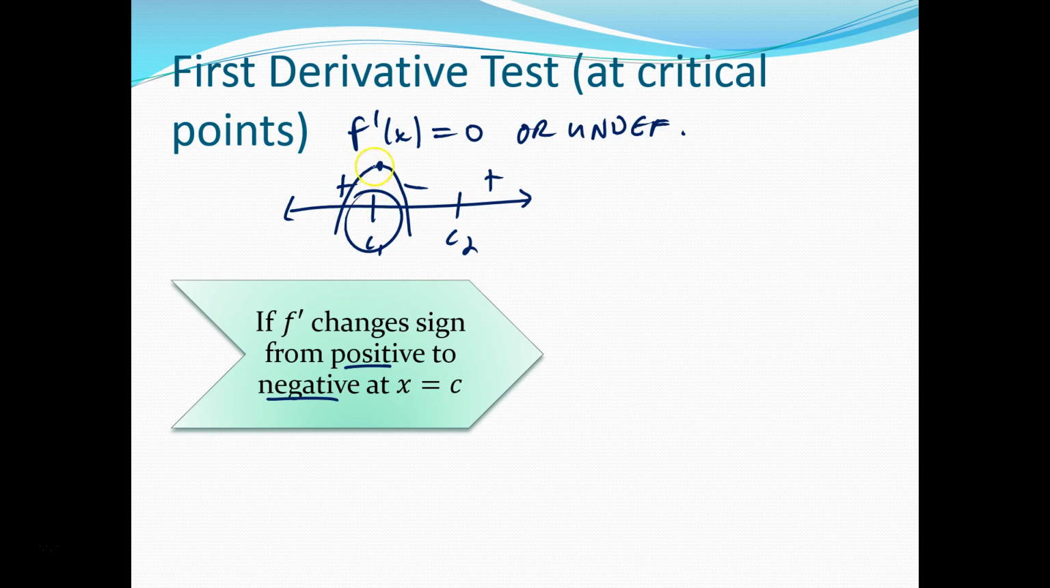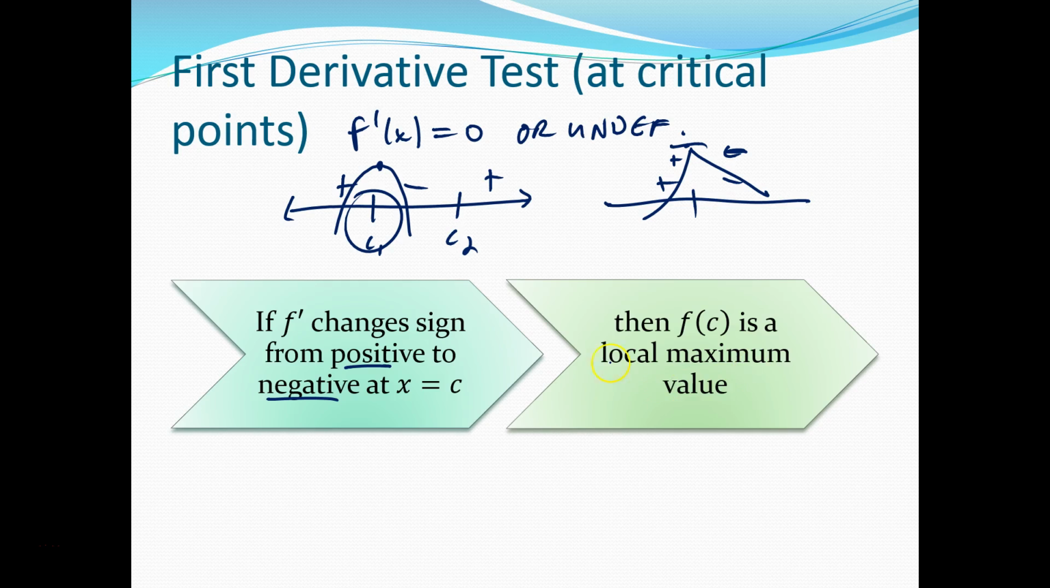Whether it's a nice 0, or maybe it's a cusp or something. If we go from positive to negative, it might be something like this, maybe a corner. But we went from positive to negative, and that is the only way you can have a maximum. That means that we have a maximum value at that point. So for the first derivative test, you can say because f prime changes from positive to negative, by the first derivative test, we have a maximum at that point.